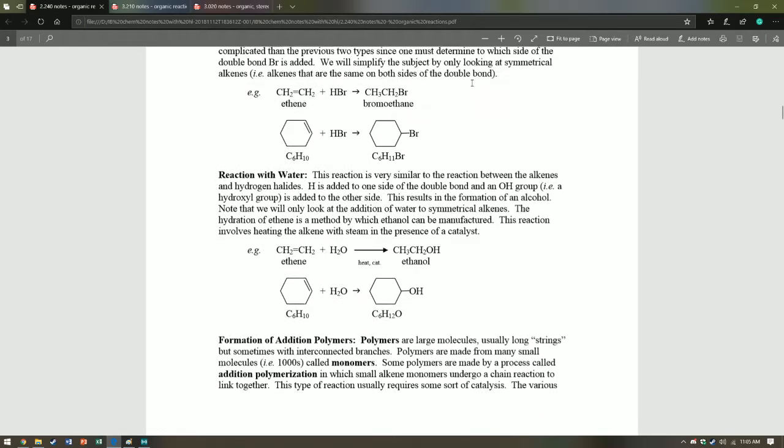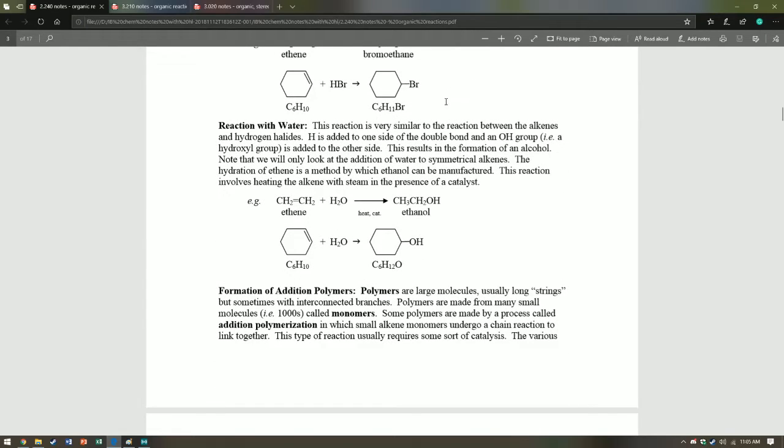The next one we can do is the addition of water. You could technically consider this hydrolysis. Once you add water, you can get an alcohol. So you can turn ethene into ethanol by adding water. A hydrogen would go onto one of these carbons, and the OH group would go onto the other carbon.